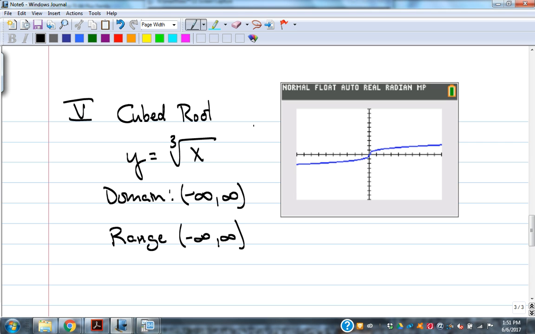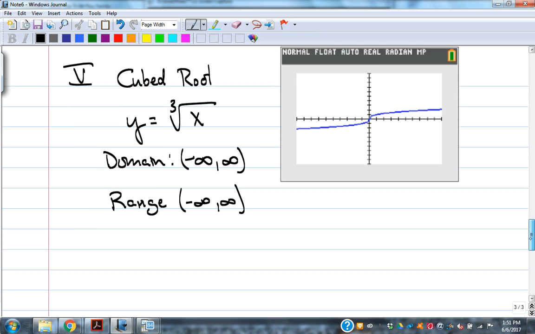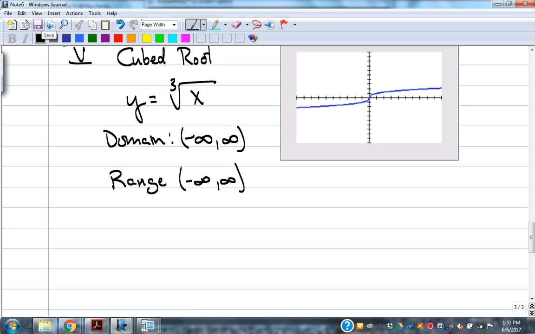The cube root is the cubic function laid on its side. So being able to recognize these graphs based on their picture, and then just know the general information about their domain or range is going to be helpful as we move forward. So the last one, the sixth one, is the absolute value.